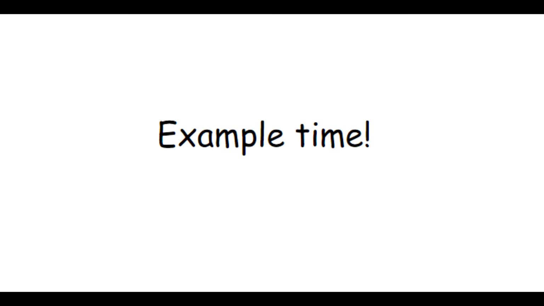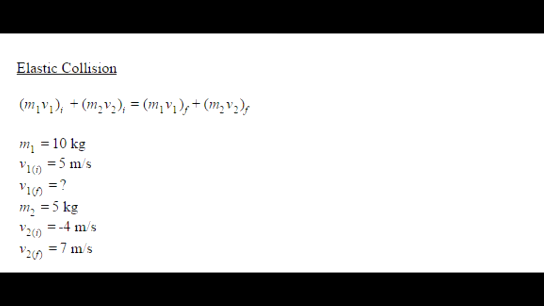show how we calculate answers involving conservation of momentum. Okay, to begin with, I have written down the formula that we are going to use in order to solve conservation of momentum with regards to an elastic collision. The formula reads m1 times v1 in the initial stage of the problem plus m2 times v2 in the initial stage of the problem is equal to m1 times v1 in the final stage of the problem plus m2 times v2 in the final stage of the problem.